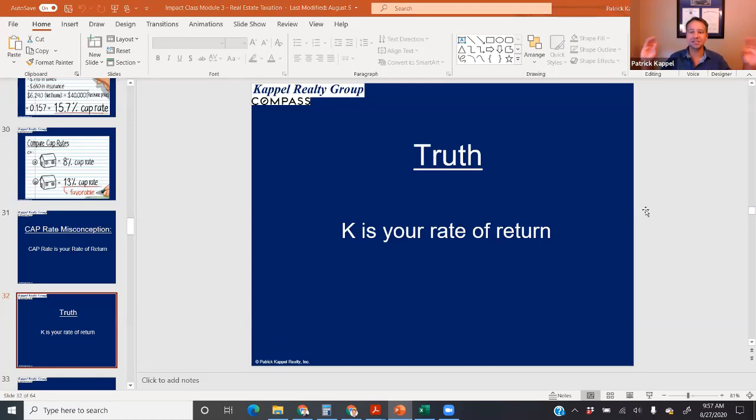Will it be the same day and time? Yes, folks, it's going to be the same day, same time, same bat hours, same bat location. Next Thursday, 9 a.m. And we're going to talk about appreciation. We're going to talk about cap rate. We're going to talk about your overall rate of return. And then we're going to talk about how they're taxed differently. Cap rate is taxed differently than appreciation.